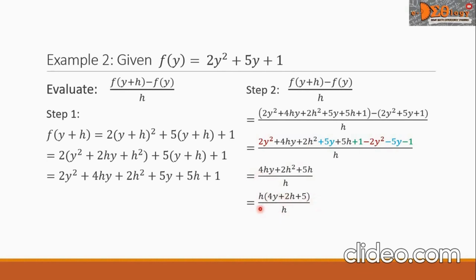And we can see that there is an h in the numerator with a counterpart h in the denominator, and we can cancel those h. So we have now the final answer, 4y plus 2h plus 5. This is our final answer.